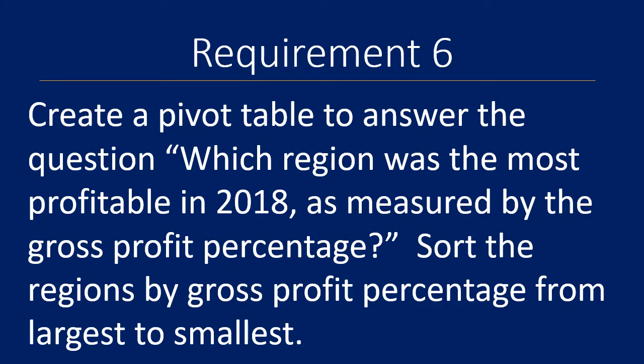Requirement 6 reads, create a pivot table to answer the question, which region was the most profitable in 2018 as measured by the gross profit percentage? Use a filter to include only sales from 2018 in this pivot table. Again, you will need to add a calculated field to the pivot table to calculate the gross profit percentage. Sort the regions by gross profit percentage from largest to smallest. Remember that the year you are asked about may be different in the case assignment than in this tutorial.